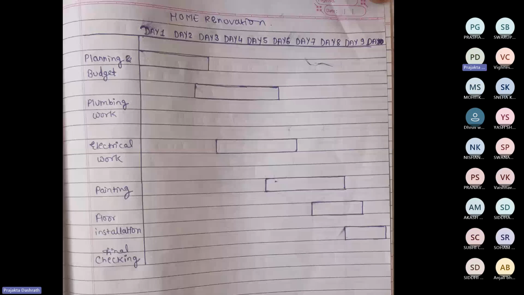I hope the screen is visible. Yes, it is visible. I've drawn the Gantt chart for home renovation time. As it shows, it takes day 1 to day 3 for planning and budget. Then for plumbing work, it takes day 3 to day 6. And likewise, the chart is drawn. It helps us to illustrate the timeline of the home renovation project and to track the activities, how much time it takes.